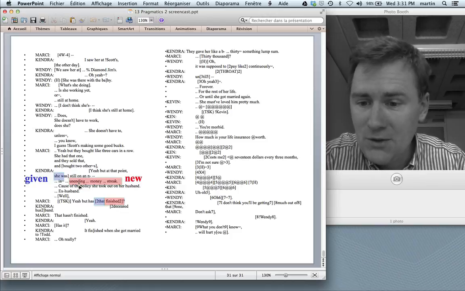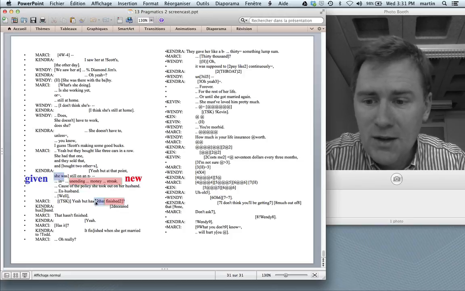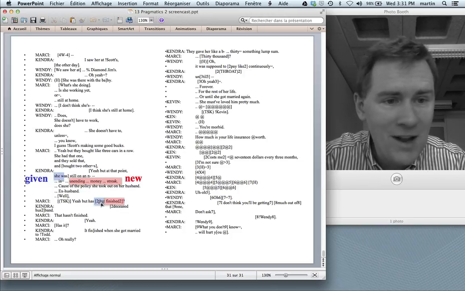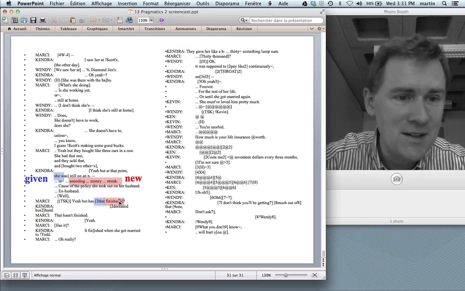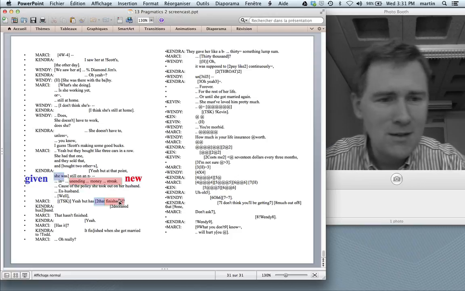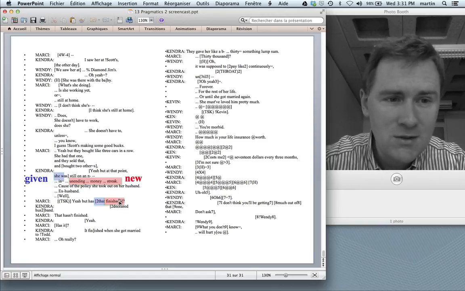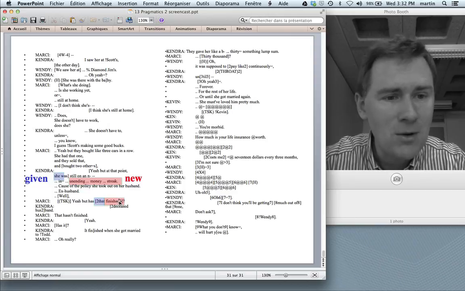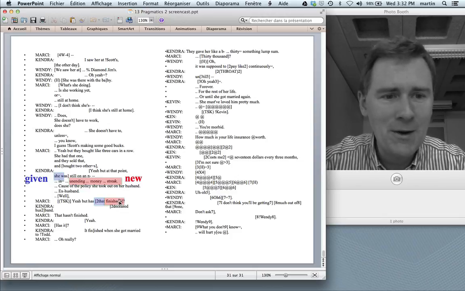So that's new information. And when Marcy replies to that, she can refer to this unending money streak with the pronoun "that". So that is given information. And she asks something new about this, namely whether that has finished. And you see that "finished" is at the end of her utterance. So as a tendency, given information tends to precede new information. There are exceptions, of course, and we'll need to talk about these exceptions because they're systematic and you can actually explain what's going on there. Okay, I want to leave it at that for this video.